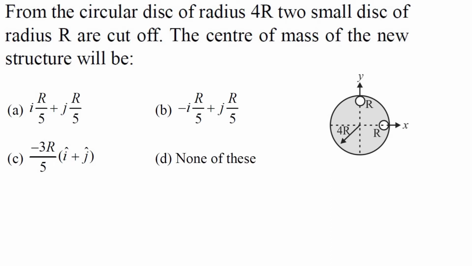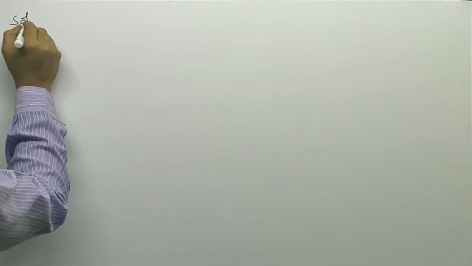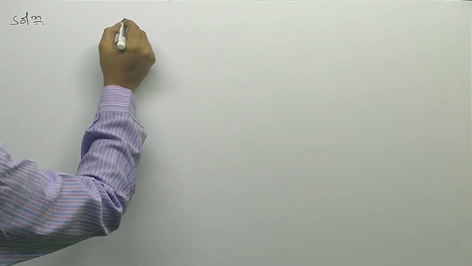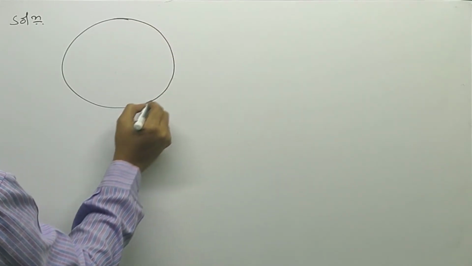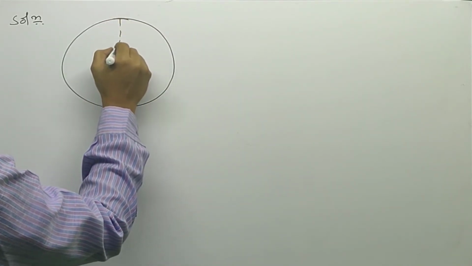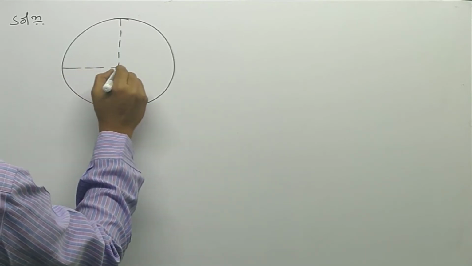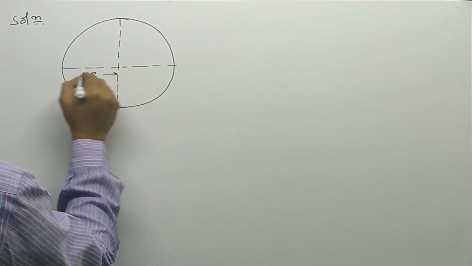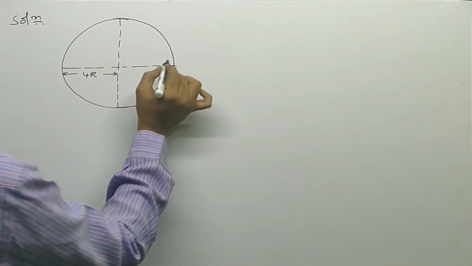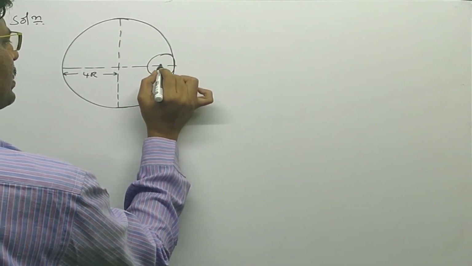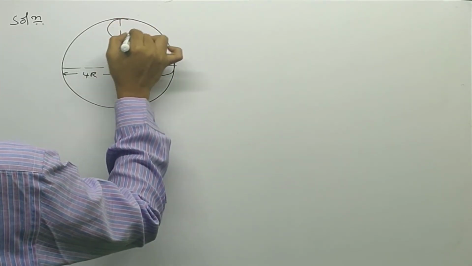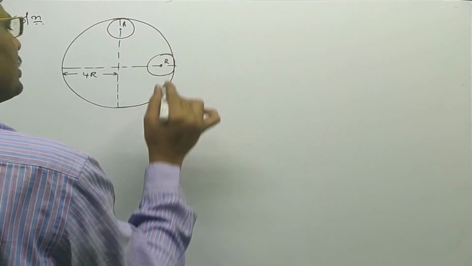From the circular disc of radius 4r, two small discs of radius capital R are cut off. The center of mass of the new structure will be? Solution for this question: as per the question, a circular plate of radius 4r is given. And from this circular plate, a circular portion of radius capital R here and a circular portion of radius capital R here, two parts are removed.